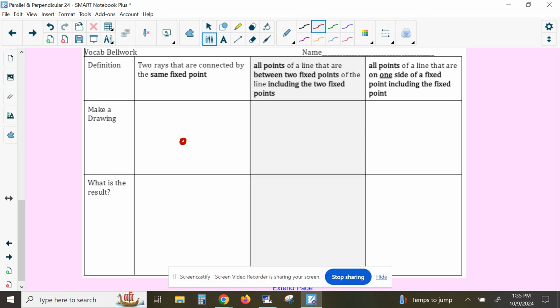So what do the rays have to look like if they're connected by that point? Coming out of it. You could have come out of it any way you wanted. Here and here, for example. Those are two rays that are connected at a fixed point, the same fixed point. Now what did you actually draw? That is an angle.